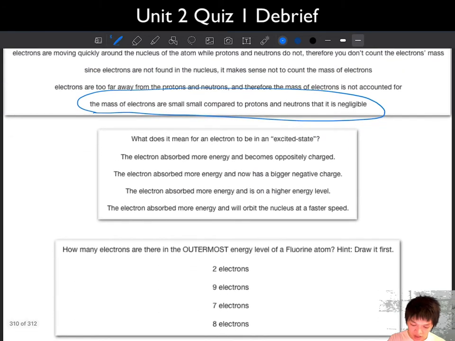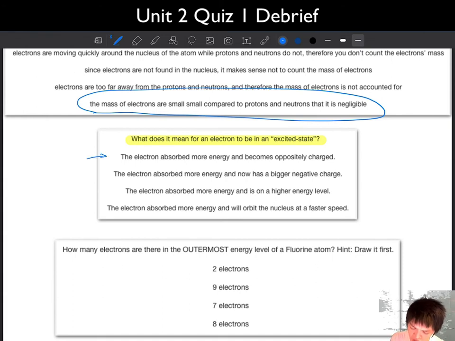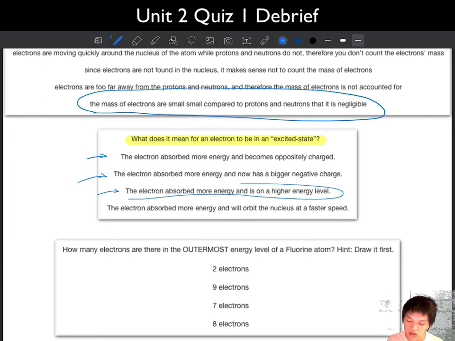Next question. Let's see, what do we got? What does it mean for an electron to be in an excited state? Oh, I described it earlier. When an electron from ground state absorbs energy, it jumps up to a higher energy level, right? So let's read through these choices. The electron absorbs more energy and becomes oppositely charged? No. The electron absorbs more energy and now has a bigger negative charge? No. The electron absorbs more energy and is on a higher energy level. That's it. That's an excited state electron.